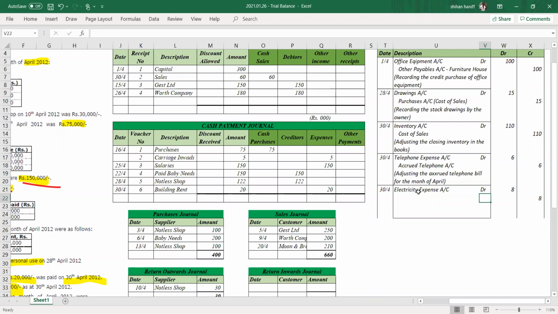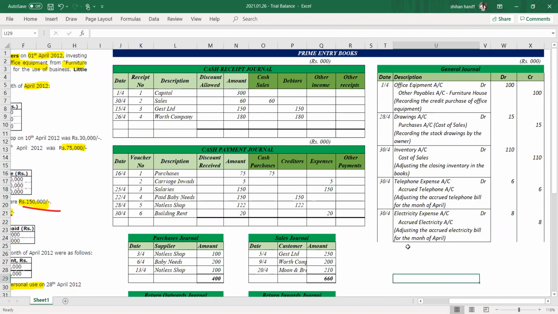Electricity expense account debit, accrued electricity account credit. Accrued electricity bill for the month of April. So that's the double entry for accrued expenses, telephone and electricity.